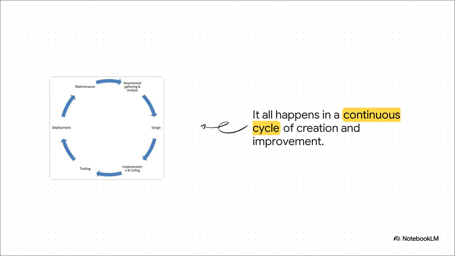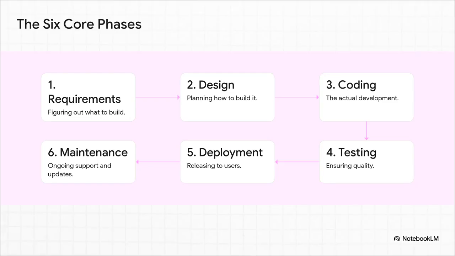Now, here's the most important thing to get about the SDLC. It's not a straight line. It's not like you just build it and you're done. It's a loop, a continuous cycle of building, releasing, and then improving. See, great software is never really finished. It's always evolving. This whole journey is broken down into 6 core phases.